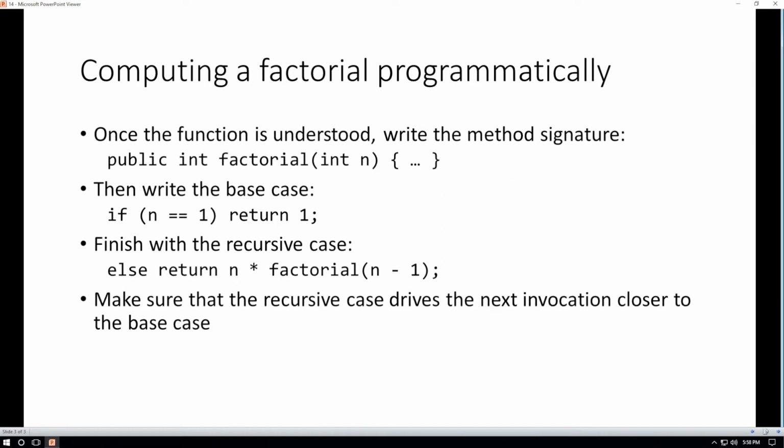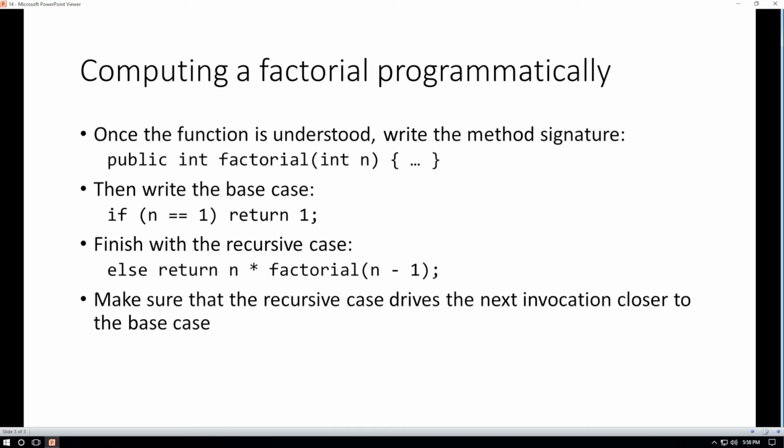In a programmatic way, we would write our method like this. First, put the signature in place. We know it's going to return an integer, so the factorial return type is integer, and we know it's going to take an integer value as a parameter. So we get public int factorial with a parameter list, int n, curly braces for the body. Now we want to write the base case. That is, if n equals 1, we return the value 1. We write that. It's very clear.